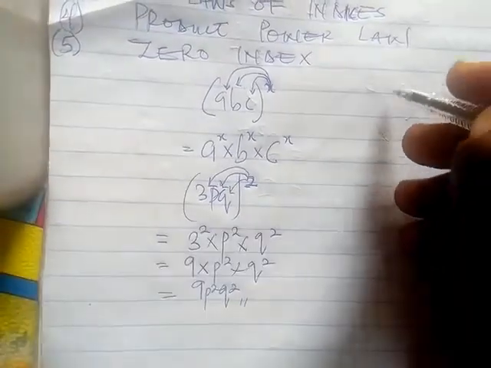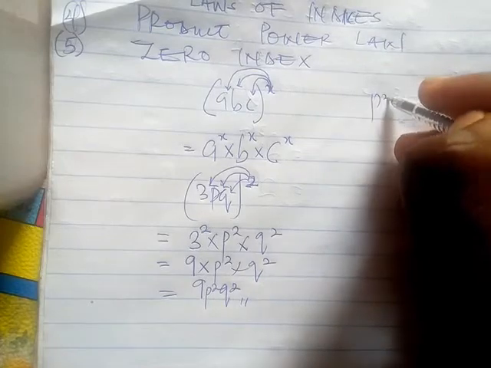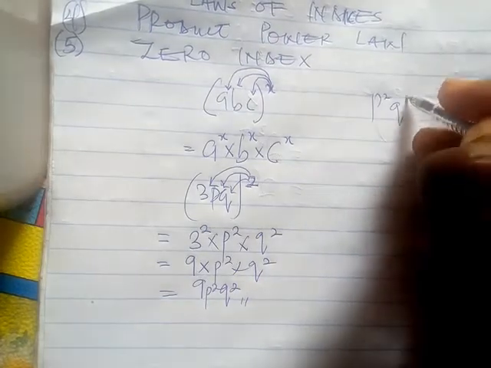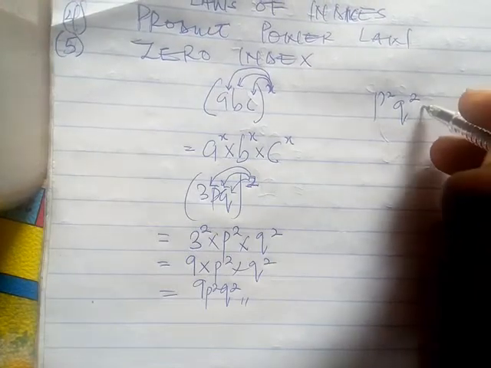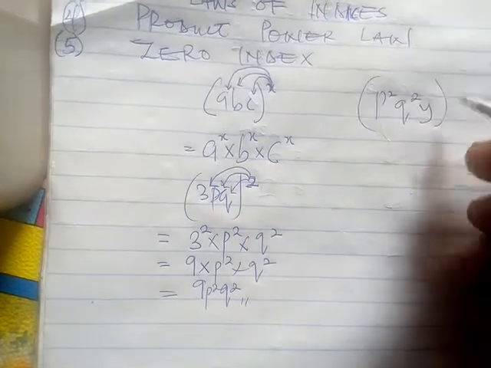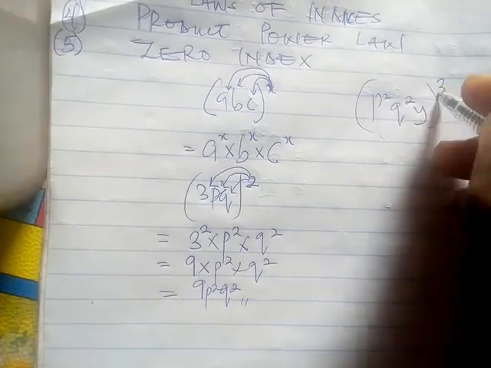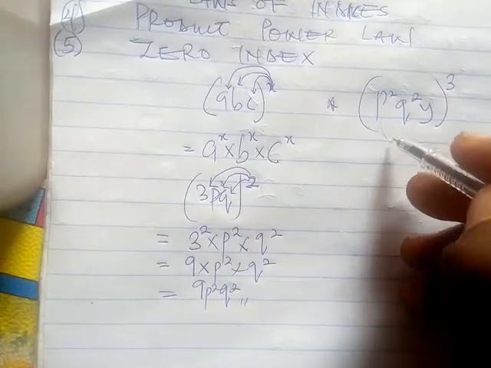Now when you have another question such as this, let's say you have p square, q square, and let's say you have y, then everything is raised to the power of 3. How do you solve such a question? Now this is the solution.